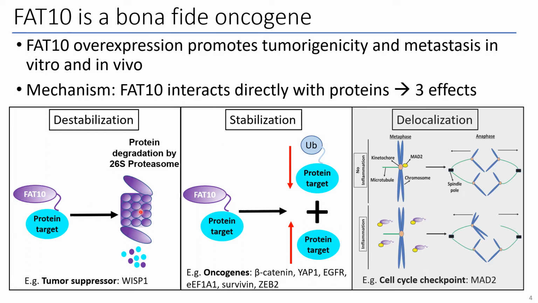For destabilization, FAT10 can interact with many proteins and target them for proteasomal degradation like ubiquitin. FAT10 destabilizes a known tumor suppressor, WISP1, in the context of cancer. Interestingly, FAT10 can also conversely stabilize proteins by antagonizing their ubiquitin-mediated degradation. It does so for multiple oncogenes like beta-catenin, YAP1, and EGFR.